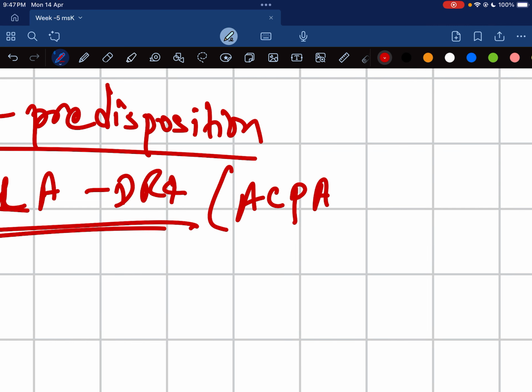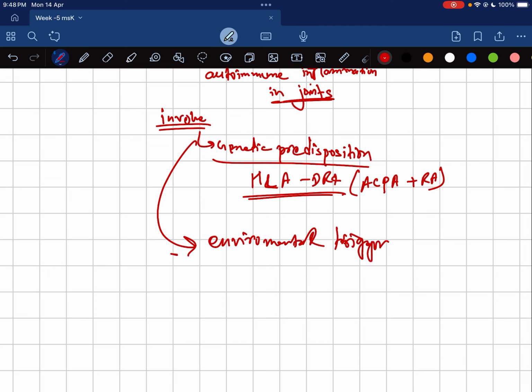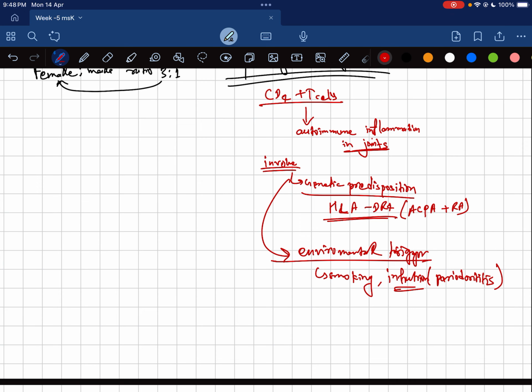This is linked with ACPA, anti-citrullinated peptide antibody, and rheumatoid arthritis. There are also environmental triggers, like smoking and infections, such as periodontitis, that lead to rheumatoid arthritis.